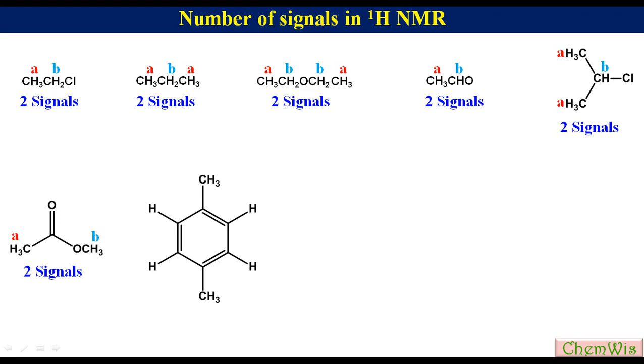Paraxylene. There are two CH3 and 4 aromatic protons. Label this CH3 as A and this CH as B. Second CH3 has the same electronic environment as the first one, so it can also be labeled as A. The remaining 3 aromatic protons have the same electronic environment as the first one, so they will also be labeled with the same letter B. So paraxylene will show two signals in the proton NMR.